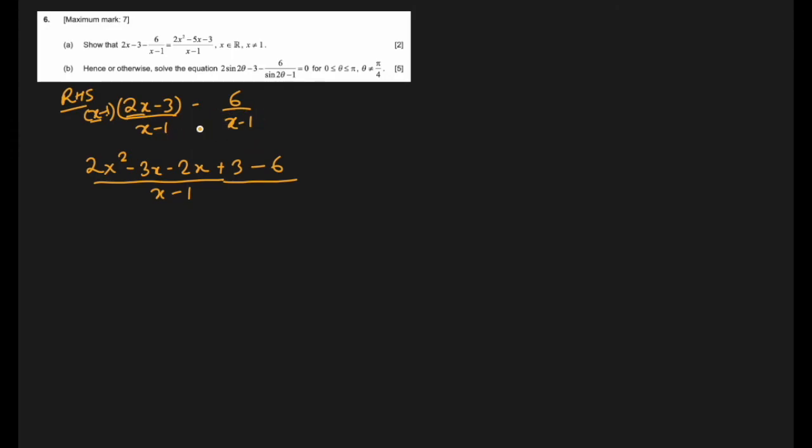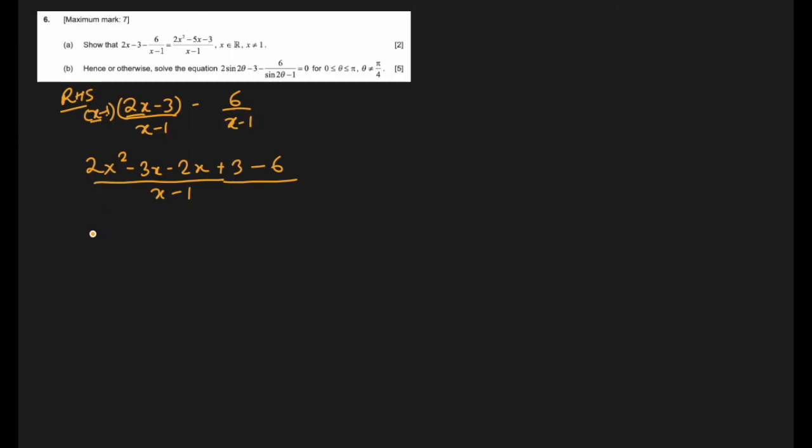2x minus 3 is a complete expression, and 6 over x minus 1 is a rational expression. So let me give this the same denominator and multiply the numerator also by the same, because I can't make changes. x minus 1 up and down, we can do that. So x multiplied by 2x square, x multiplied by minus 3 is minus 3x, minus 1 times 2x is minus 2x, and minus 1 times minus 3 is plus 3 over x minus 1, and minus 6 from the second one, because now the denominators are the same, we can combine them.